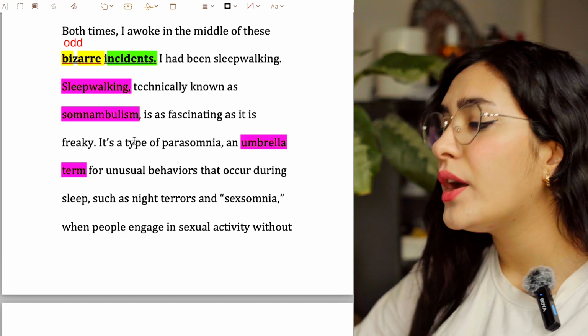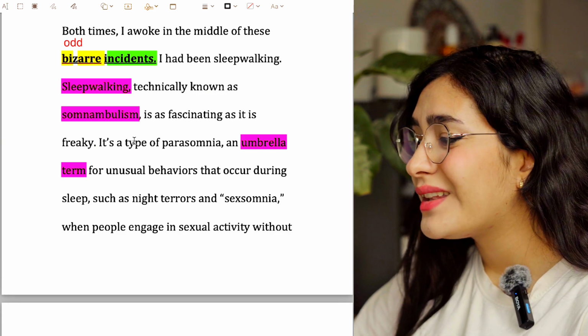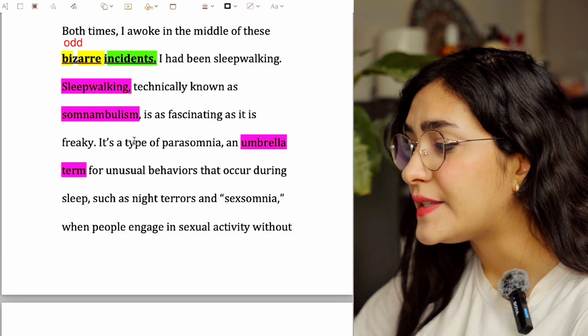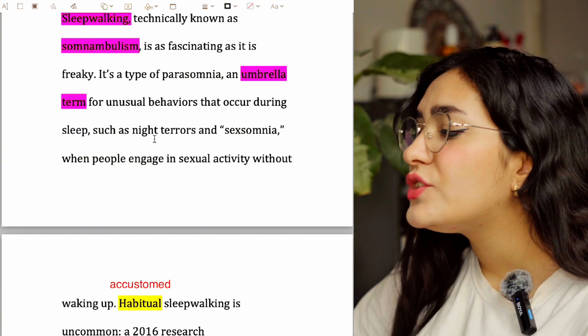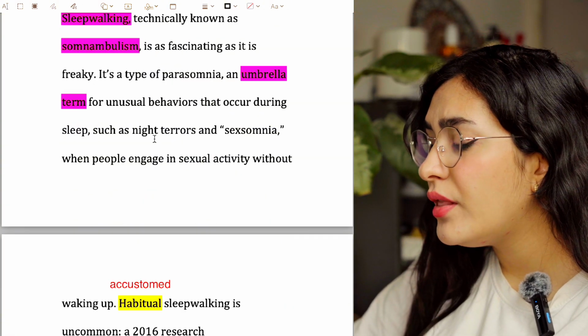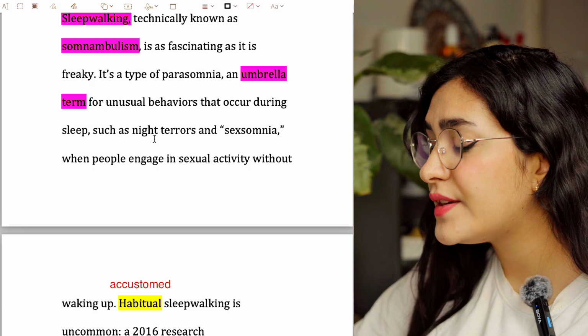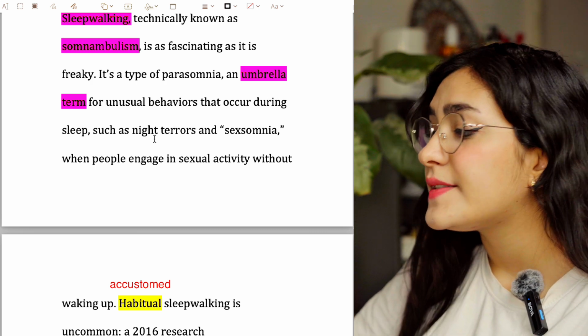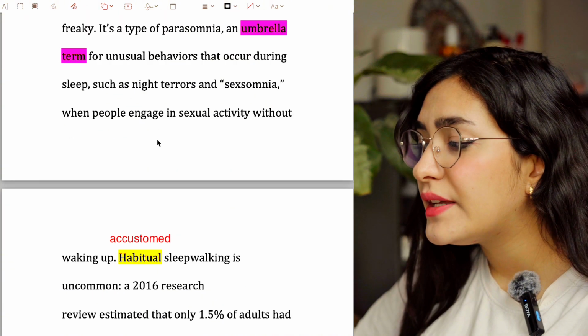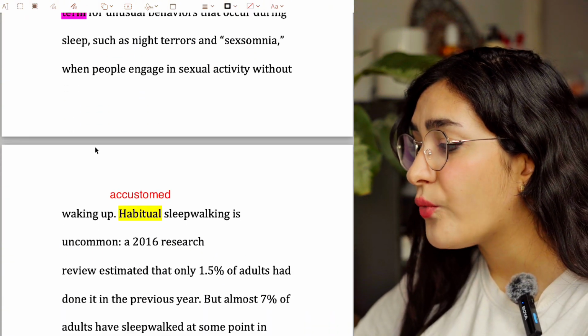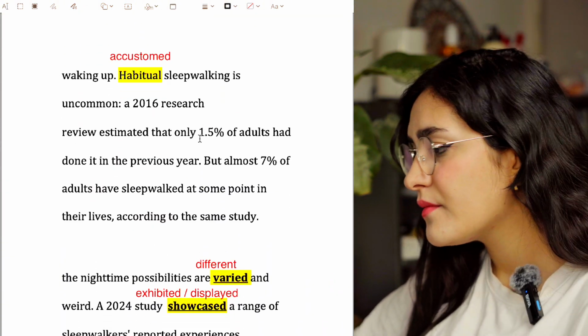I had been sleepwalking. Sleepwalking, technically known as somnambulism, is as fascinating as it is freaky. It's a type of parasomnia, an umbrella term for unusual behaviors that occur during sleep, such as night terrors and sexsomnia, when people engage in sexual activity without waking up.